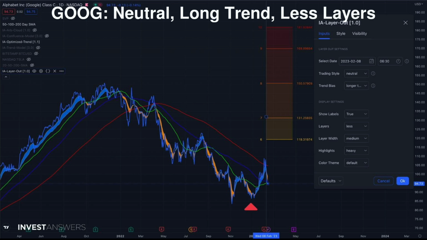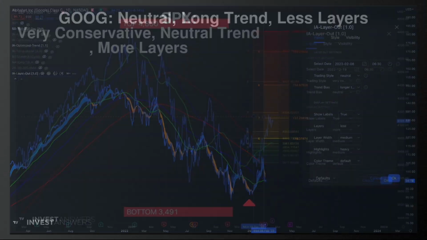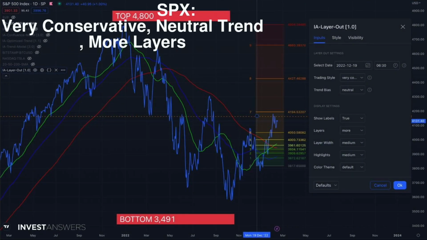Next in the box is Google. Here, the settings are very different to Tesla. It's a neutral trading style. The bias is longer trend and less layers. So you can see here the first layers of when I plan to start hedging or layering out or selling some of my position to allocate somewhere else.